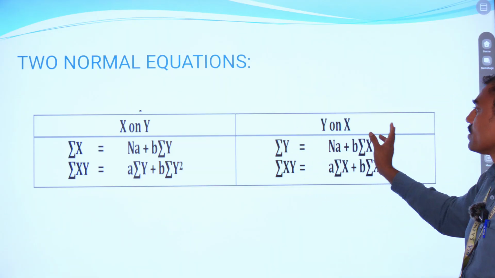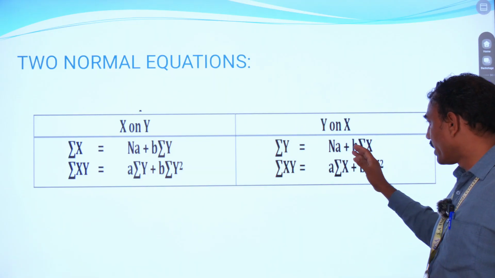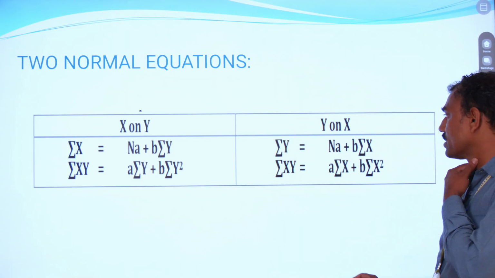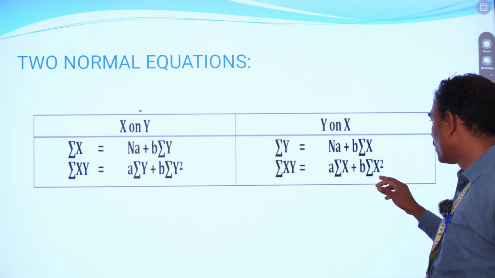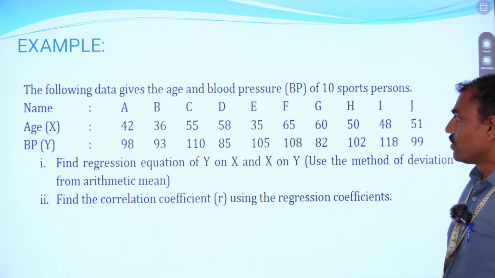So y on x means summation of y equals na plus b into summation of x, and summation of xy equals a into summation of x plus b into summation of x square. So this is the example.